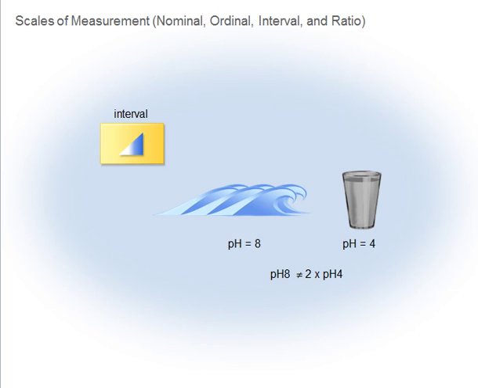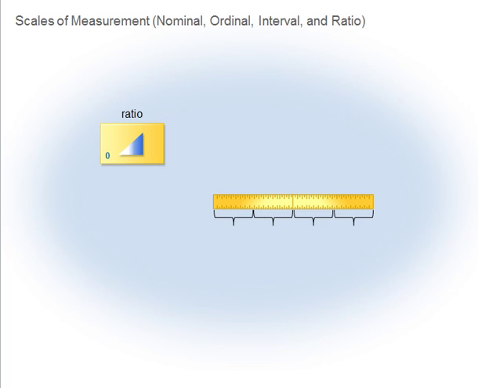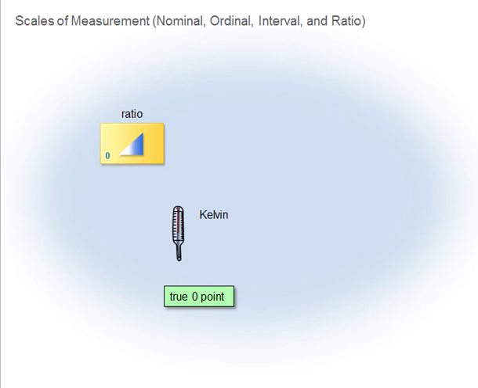Data on a ratio scale is not only rank-ordered with meaningful spacing, but it also includes a true 0 point, and can therefore accurately indicate the ratio of difference between two spaces on the measurement scale. For example, the Kelvin temperature scale has a true 0 point. A temperature of 50 Kelvin is half as hot as 100 Kelvin.